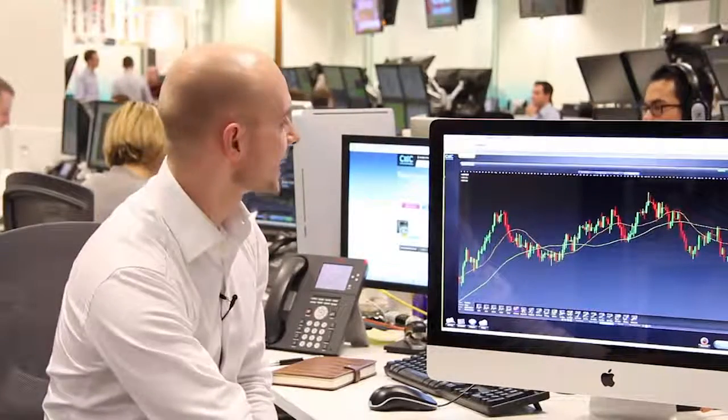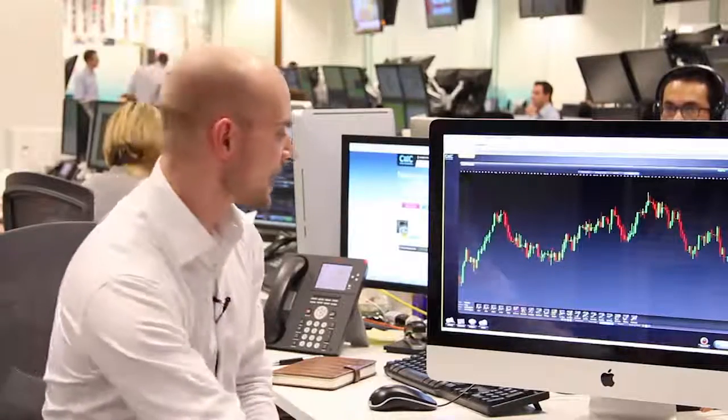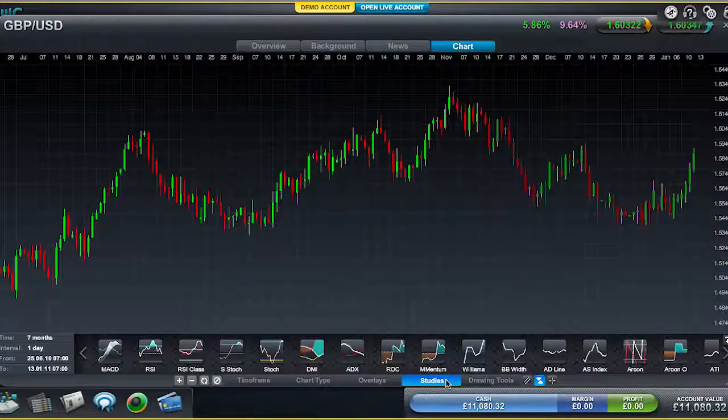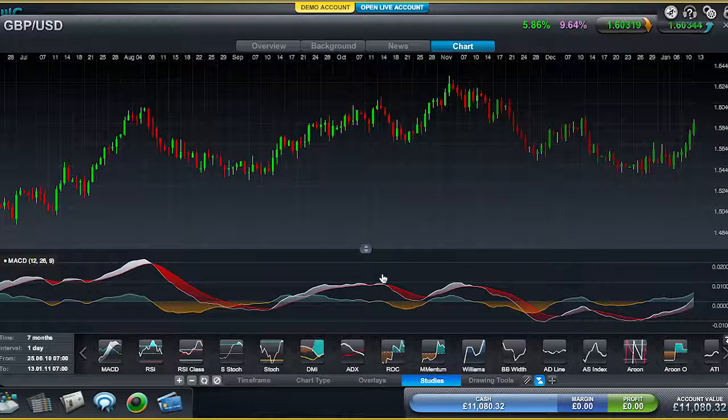So let's move the moving averages away from here and have a look at another one of my technical indicators that I really am a big fan of, which is the MACD, or moving average convergence divergence. You add that very easily by going to studies and then selecting the MACD. MACD is incredibly useful. It consists of a series of red and white ribbons, which when they cross over, provide you buying and selling signals.